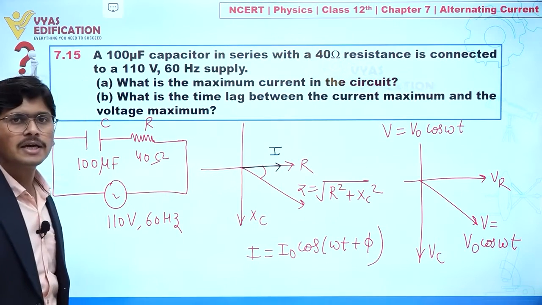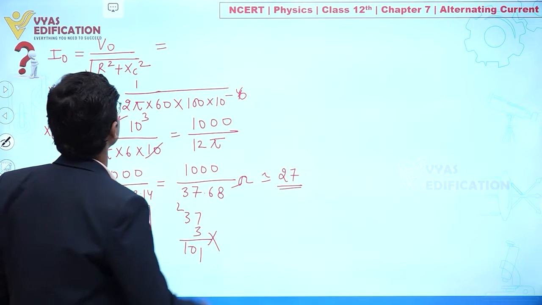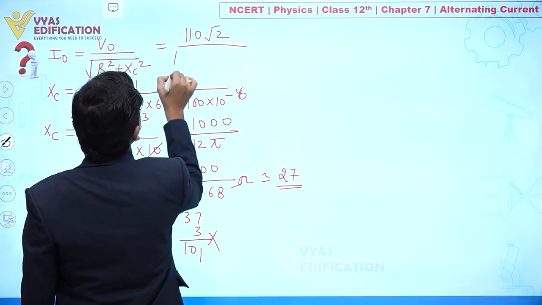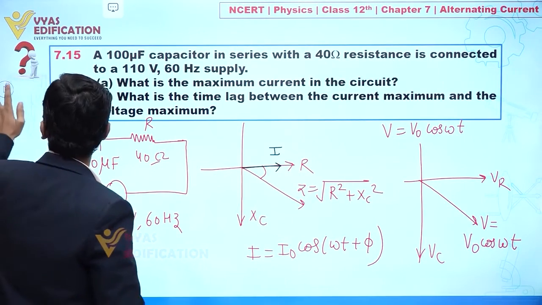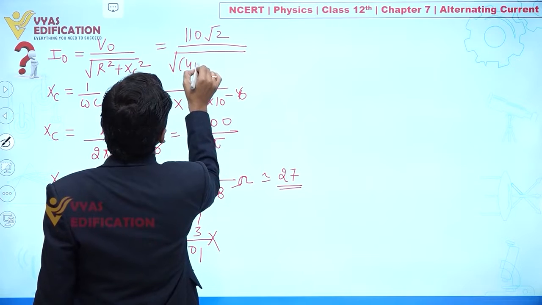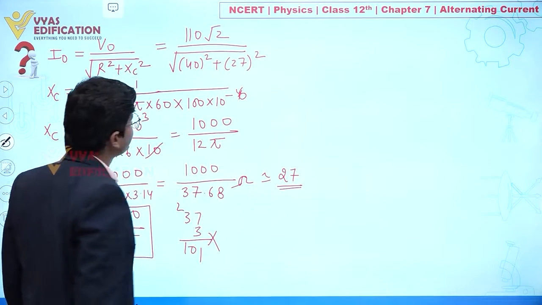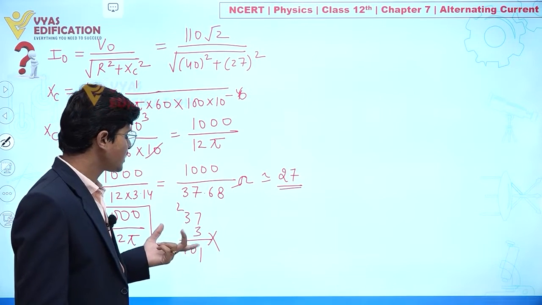So the value of V is given to you in this question, that is 110, but this is the RMS value. So I can write it like this: 110 under root 2 divided by under root of R square, where R is 40. So 40 square plus 27 square. Clear? Yes or no? Or you can say this is correct.